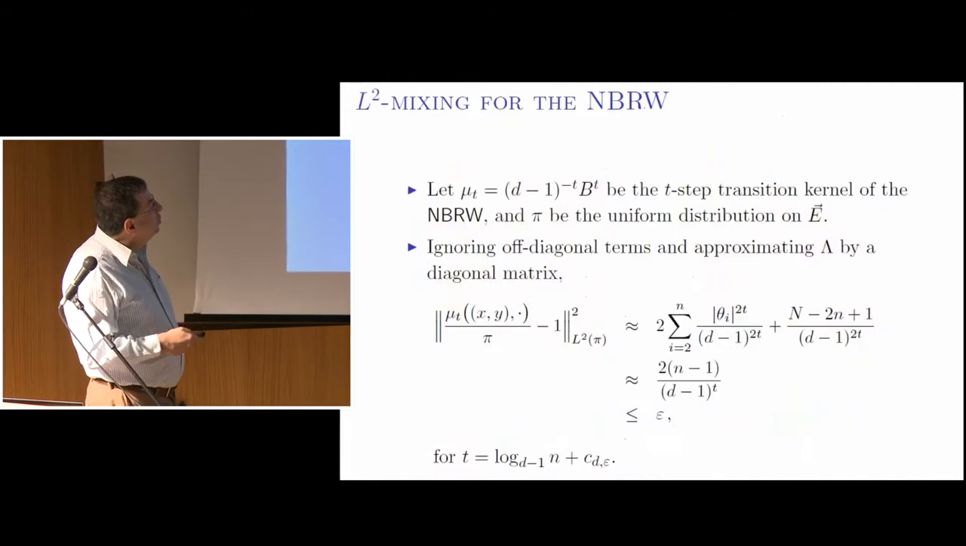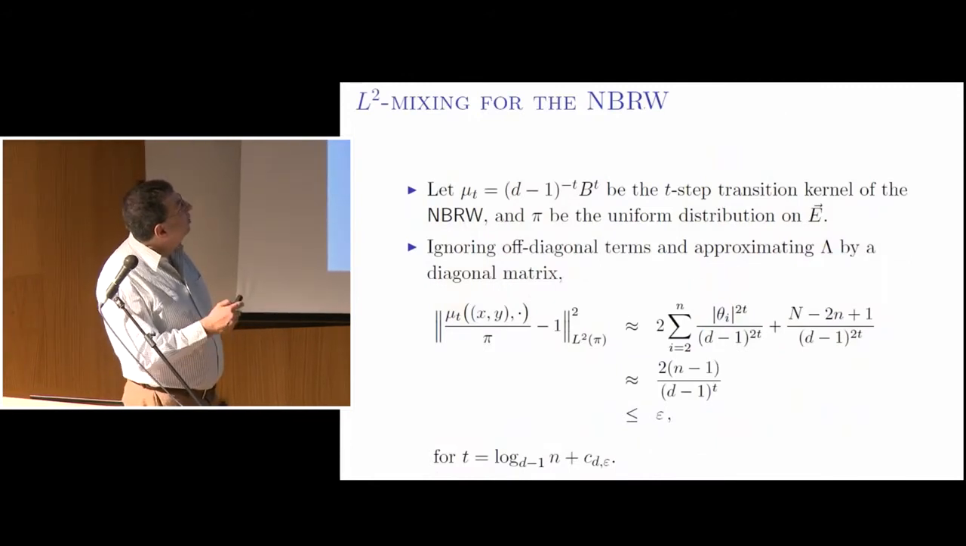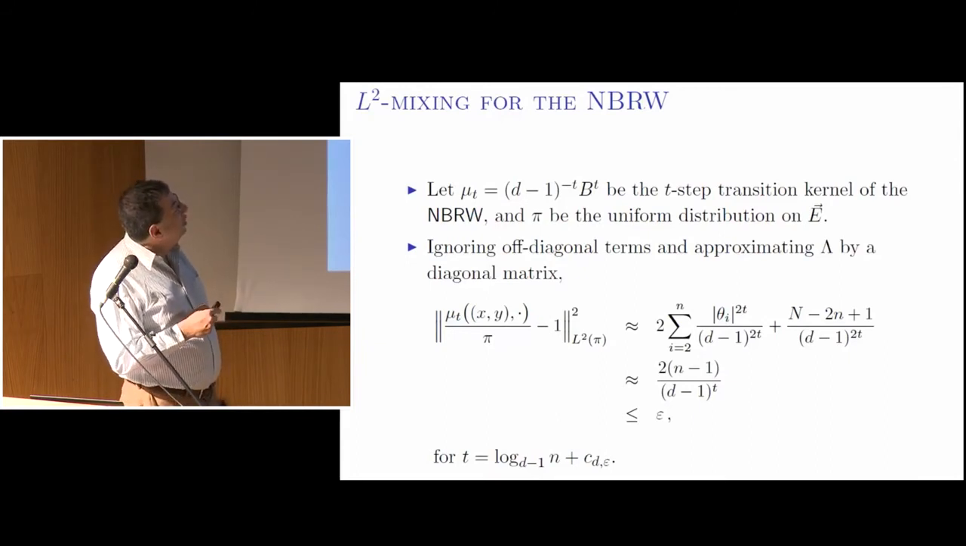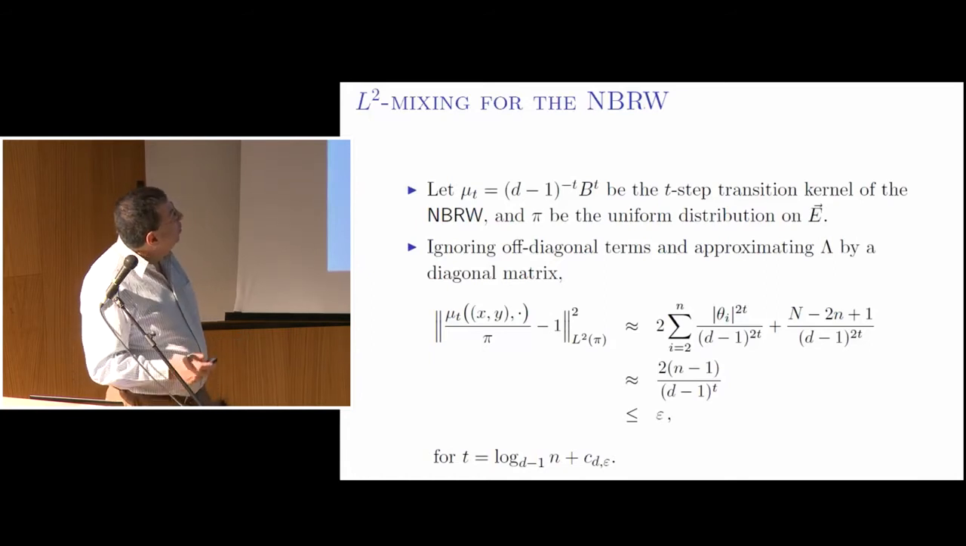So this is a picture of these eigenvalues. I should emphasize that all the interesting eigenvalues, all these theta, in the Ramanujan case, lie on the circle of radius root d minus 1, and they come in conjugate pairs. Now suppose we want to analyze this. Mu t is the distribution of the non-backtracking walk starting from an edge (x, y) at time t. And we want to analyze the L2 distance to stationarity of this measure.